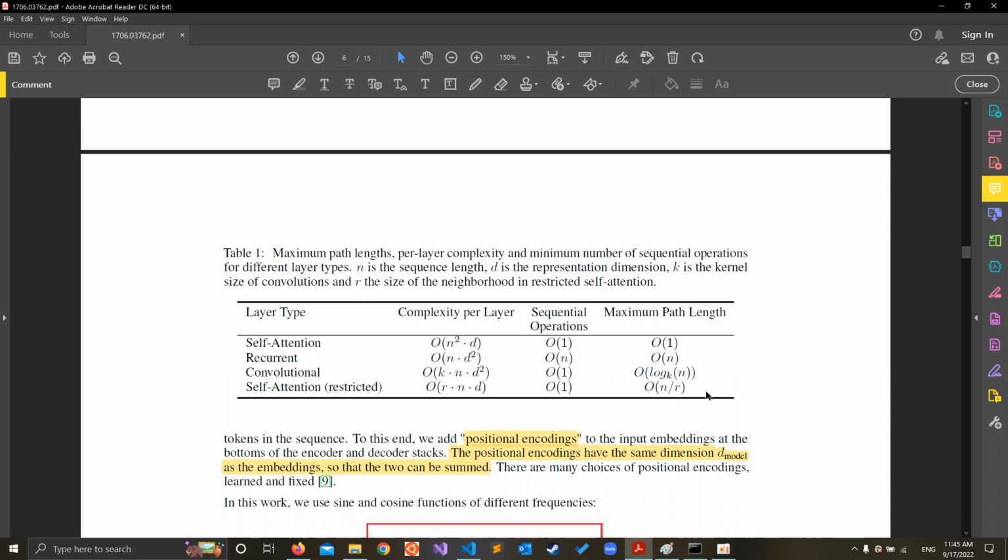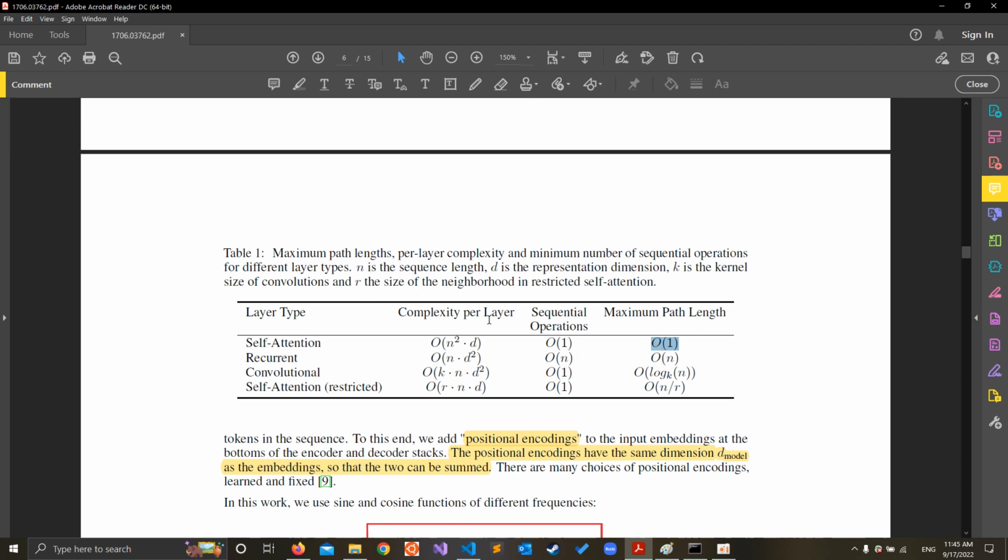In the restricted one, we are doing that, but it's somehow like recurrent neural networks, but we are doing some of them parallelized, so it's O(n) divided by r. But in self-attention it is O(1) because we are seeing all the words together, and so the maximum path length is not that important for us, as we are seeing all the words together.